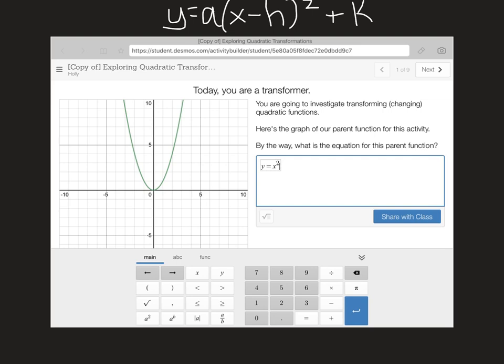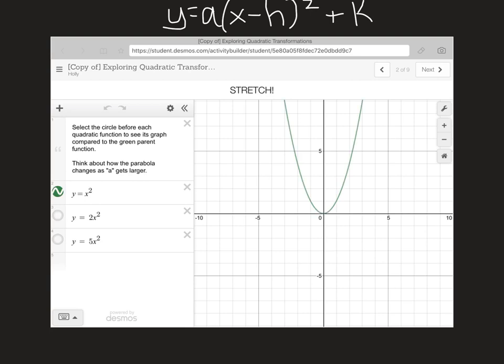So the first thing we want to look at is what happens if we change the value of a. You can see here that there are 3 equations on the left side, and the first one is the parent function y equals x squared. I'm going to go ahead and turn on y equals 2x squared and compare that to the x squared line. You can see that it is moving up at a faster rate because that a value is 2. If I turn this one on, now you can really see that the acceleration of the line is much faster, and so we would call this a stretch.